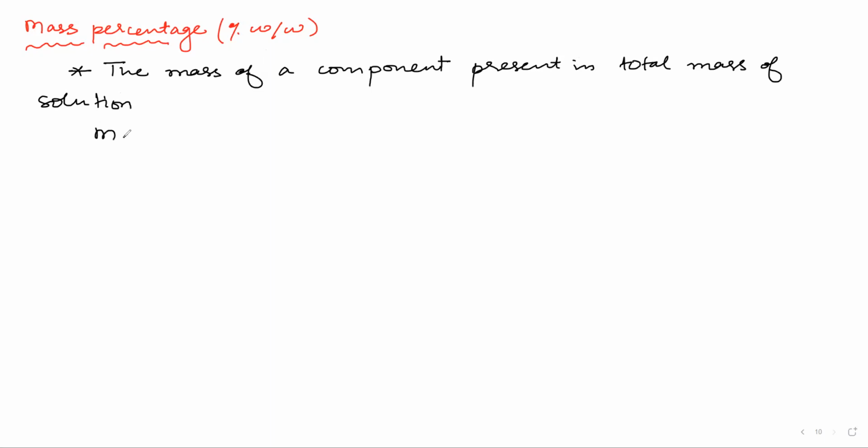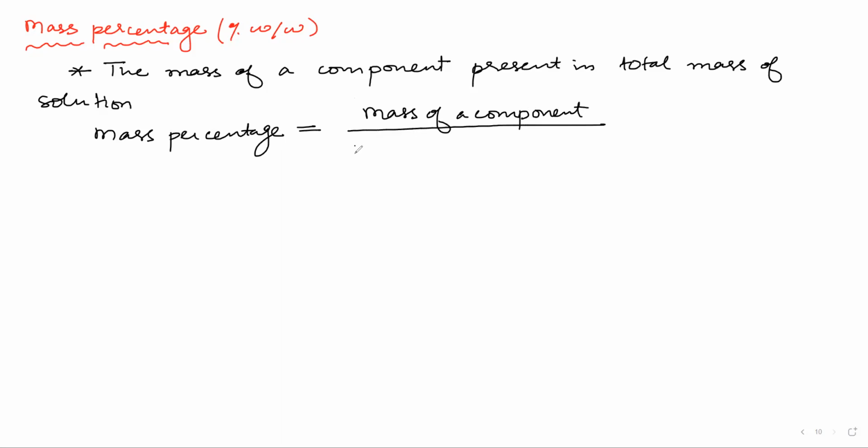So mass percentage is given as mass of a component divided by total mass of solution. Now for percentage, we will multiply this by 100. The mass of a component present in total mass of solution, in percentage.